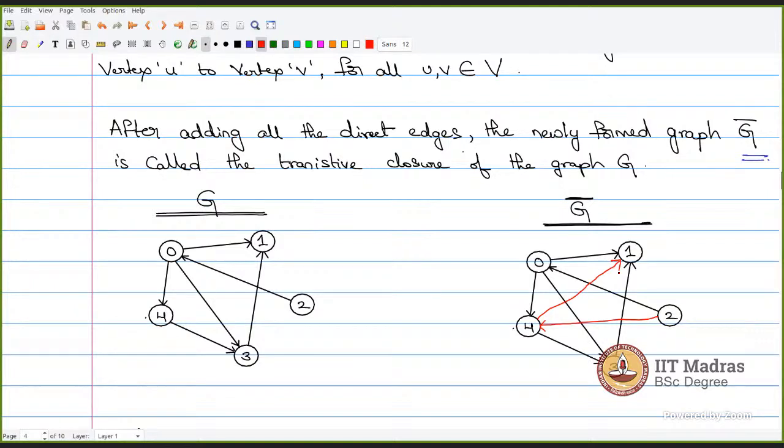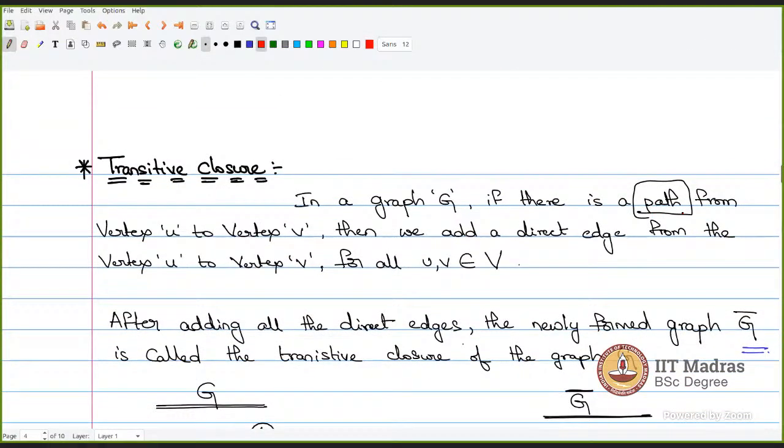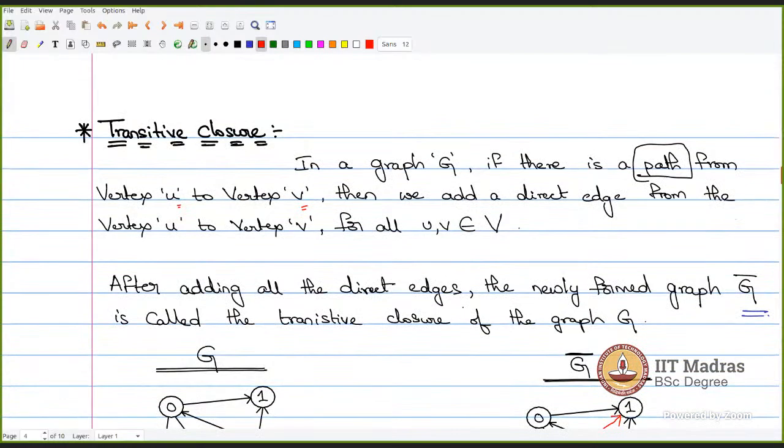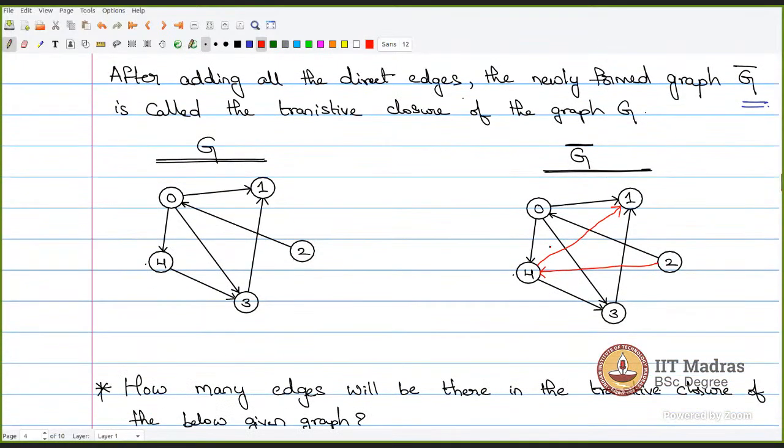Sir, here the logic, like let us say you added 4 to 1, the direction could be different. No, 1 to 4 also could be connected, right? No. See, that is what I said. The direction is important. If there is a path from vertex U to vertex V, then we add a direct edge from the vertex U to vertex V. Okay, if it is from U to V, then okay. This is just the reachability.